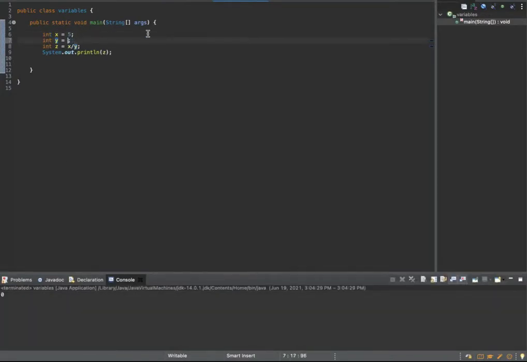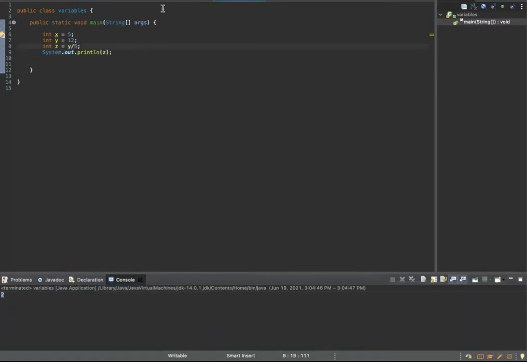Similarly, if we did 12, and we made y this, what is y divided by 5 now? 12 divided by 5 is 2 remainder 2. So when we round that down, that's just going to give us 2. And therefore, we get z is equal to 2.